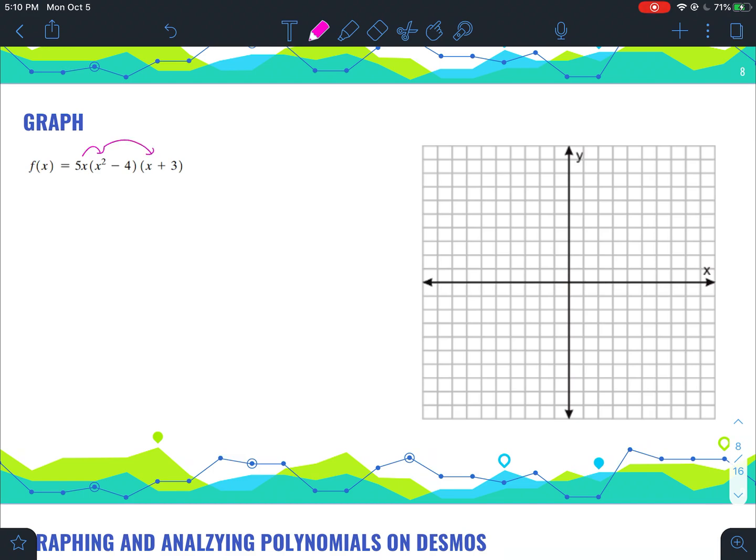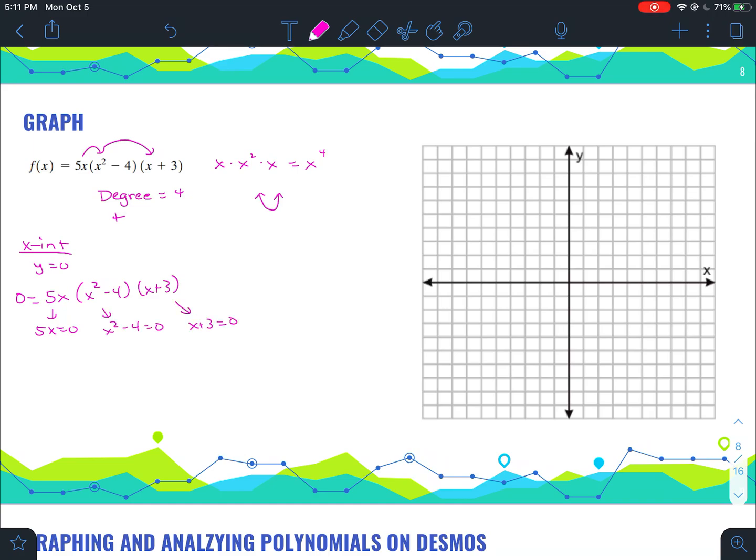So again, this would be an x times an x squared times an x. So the degree of this one is also going to be 4. And it's 5x times all of those, so it's going to be a positive leading coefficient. So the end behavior will be up and up again. To find x-intercepts, we're going to let y be 0. So 0 equals 5x times x squared minus 4 times x plus 3. So either 5x is 0, x squared minus 4 is 0, or x plus 3 is 0.